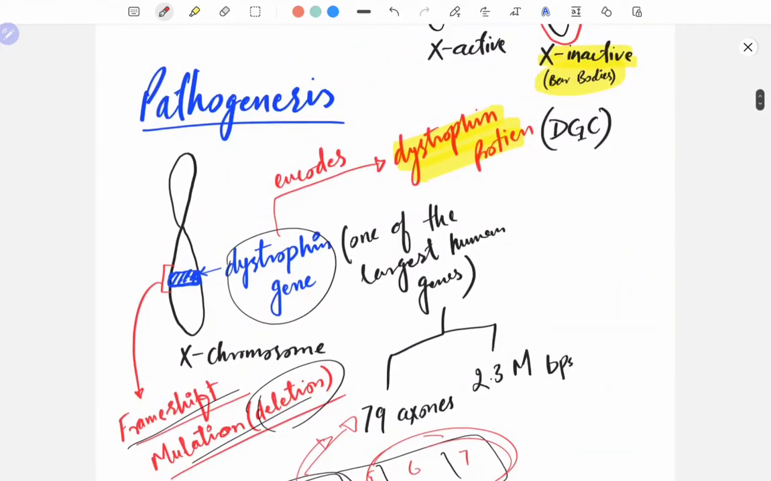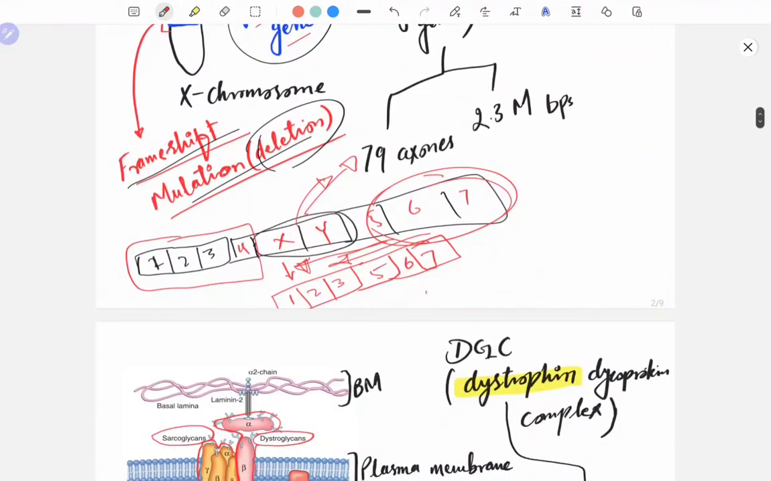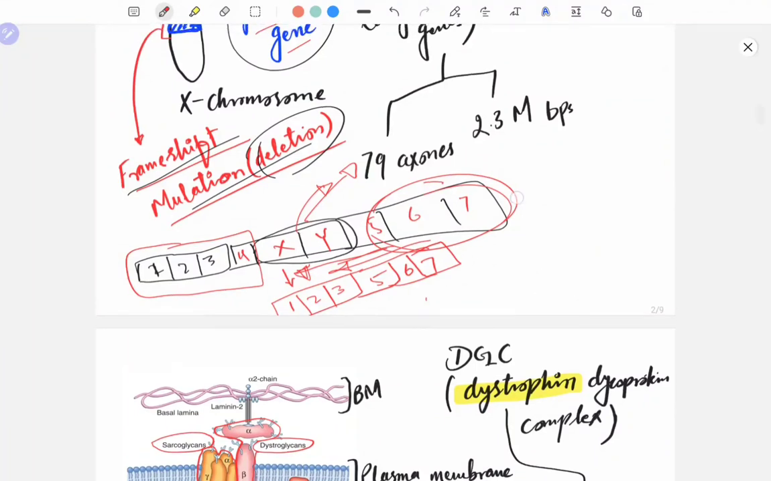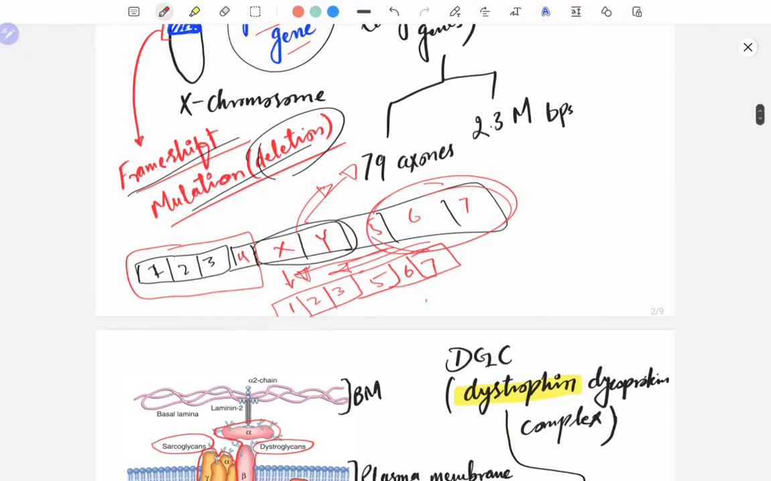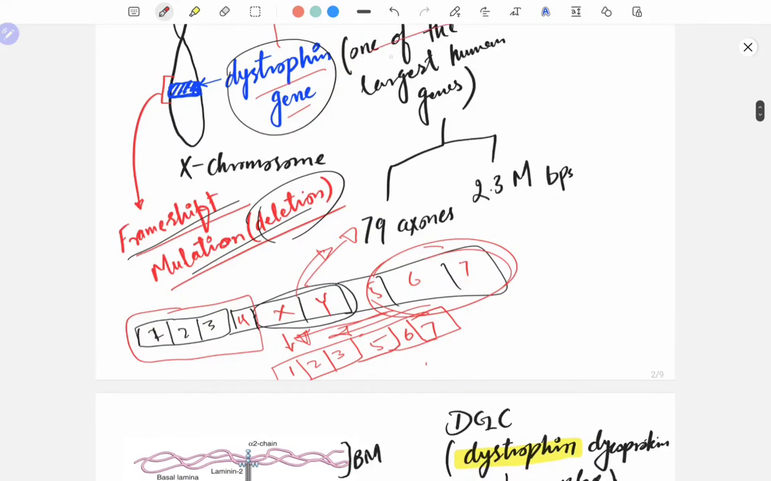Now what happens? This dystrophin gene is present on the X chromosome, and this encodes the dystrophin protein, the dystrophin glycoprotein complex. This is formed, and this is one of the largest proteins in the human genome, and it contains 79 exons and 2.3 million base pairs.